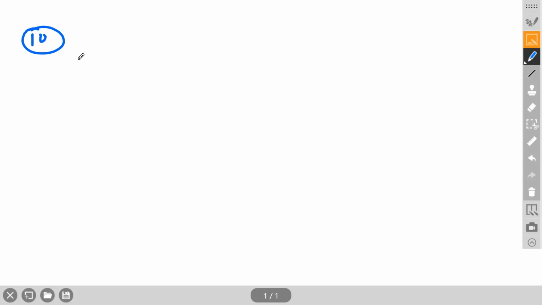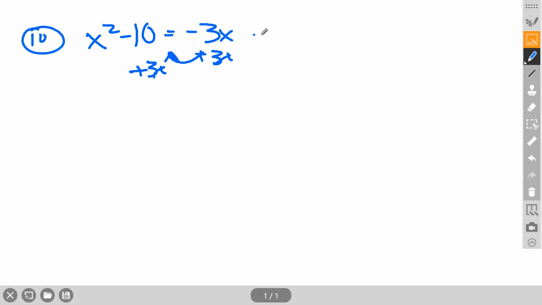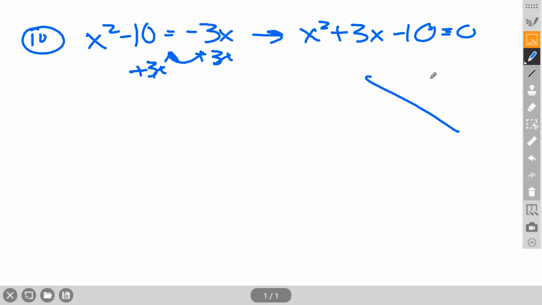Number 10. x squared minus 10x minus 10 equals negative 3x. All right, so I'll move the 3x to the other side by adding it. So I get x squared plus 3x minus 10 equals 0. I'm solving this by factoring.